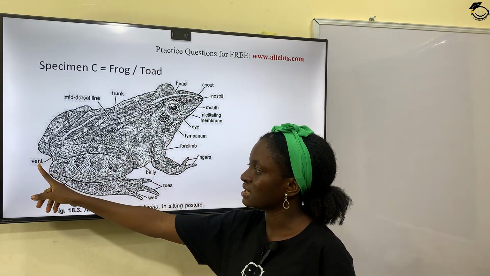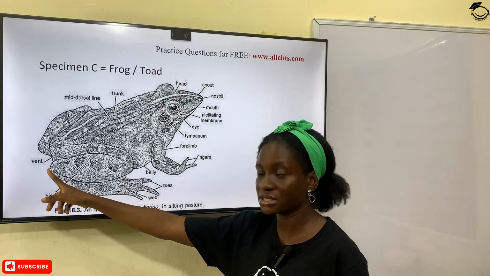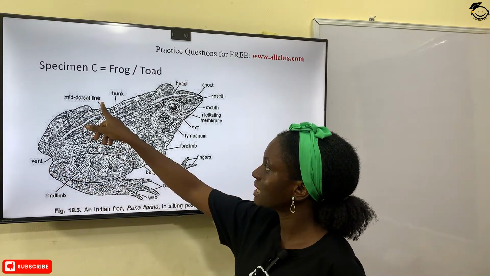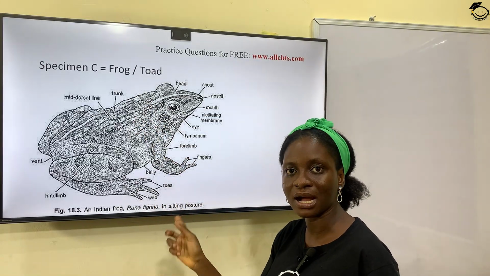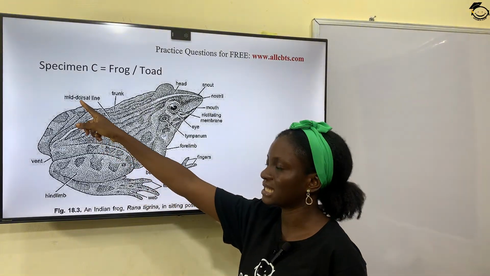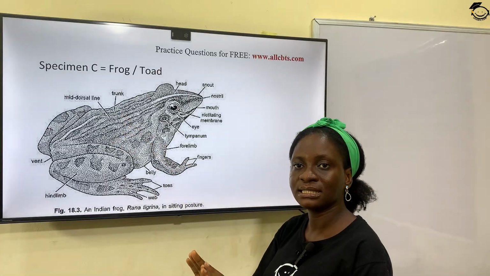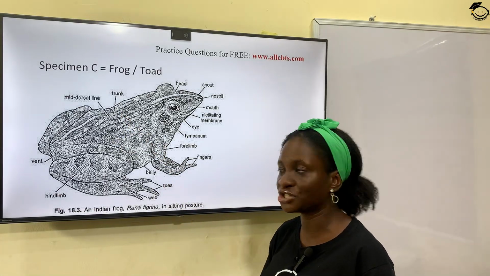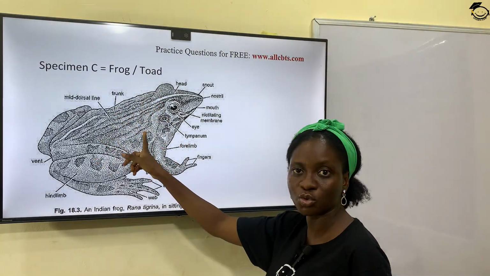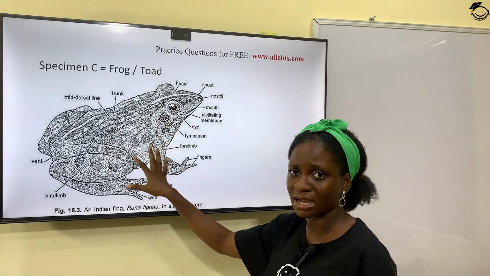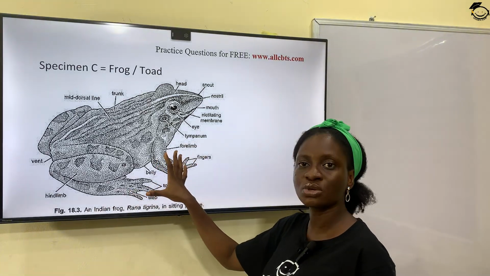The vent is for excretion and houses the reproductive organs. This mid-dorsal line is the line at the back. Those lines, the symmetry line you see at the back of the toad, is known as the mid-dorsal line. Then the trunk is the main body region. You can see it is clear. The main body region of the toad houses all the internal organs. So these are the different parts of toad or frog.